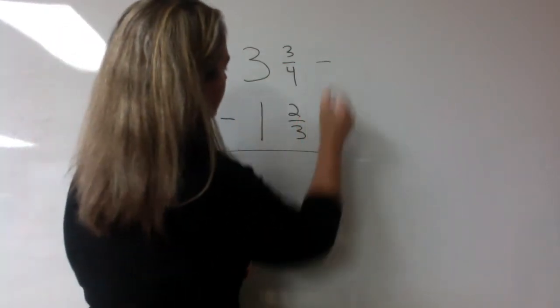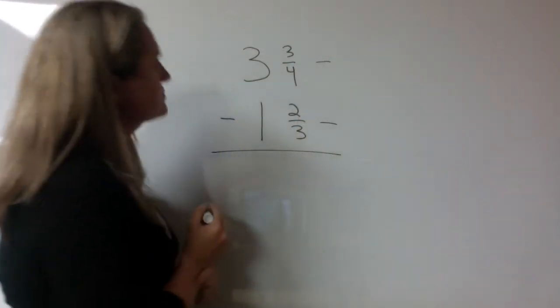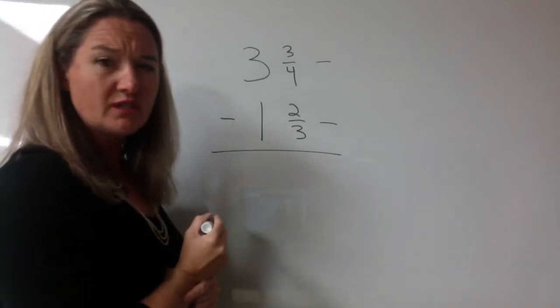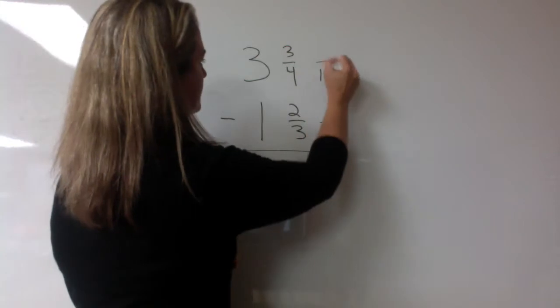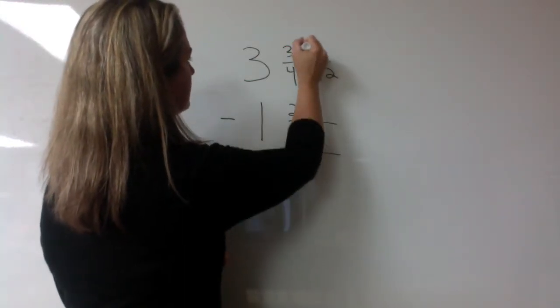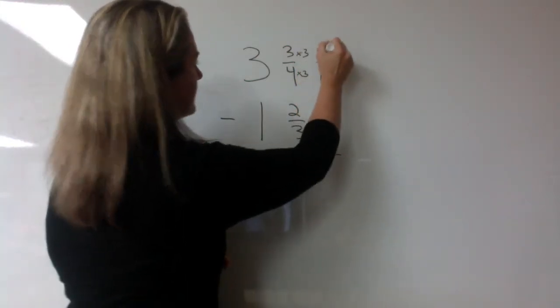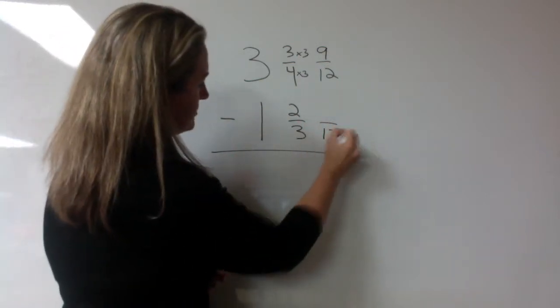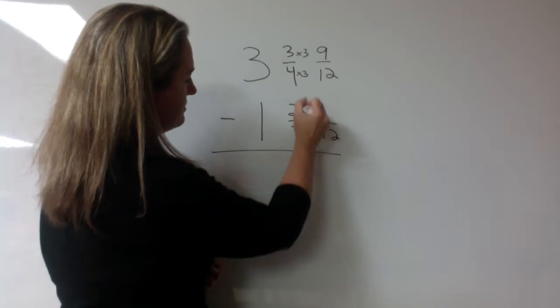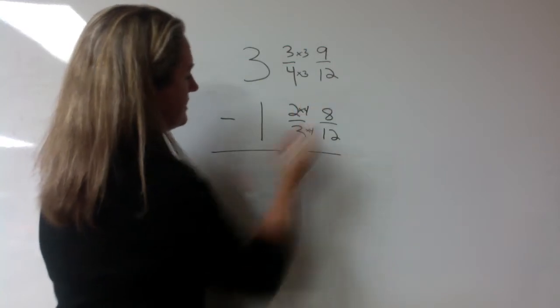So I'm going to rewrite them off to the side. So 4 and 3, what's the least common multiple of 4 and 3? 12. So we'll do this 12. We did 4 times 3, so 3 times 3. That gives us 9/12. And then we had 3 here, so we did 3 times 4 to get 12, 2 times 4. All right.